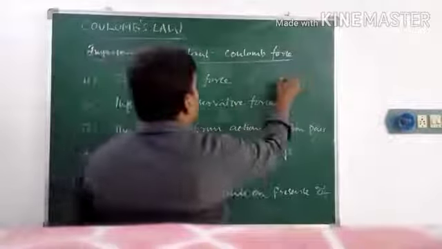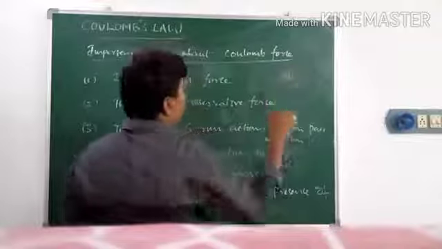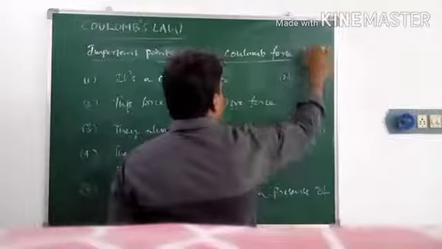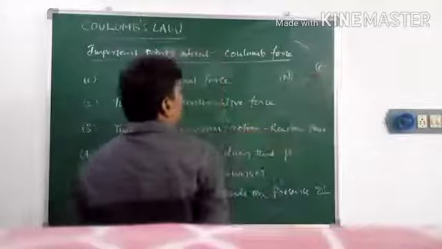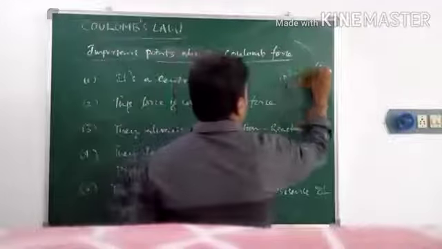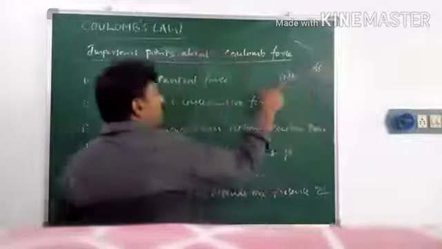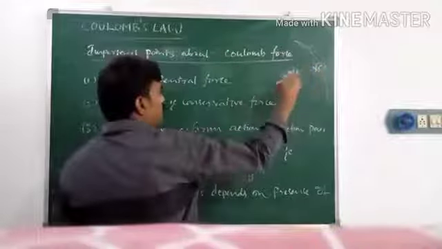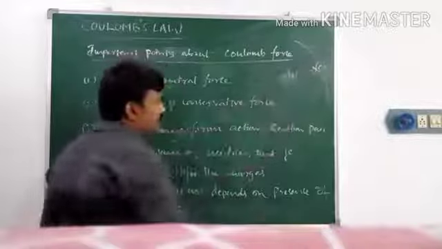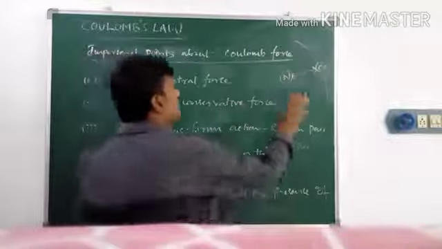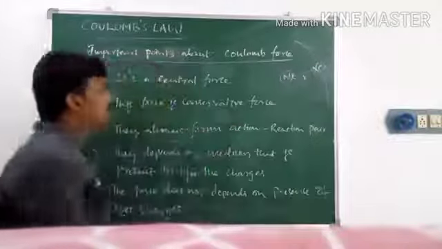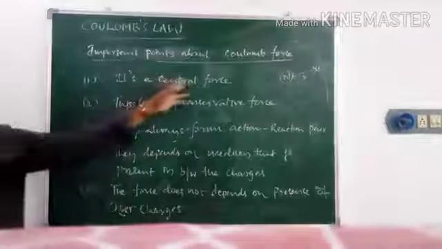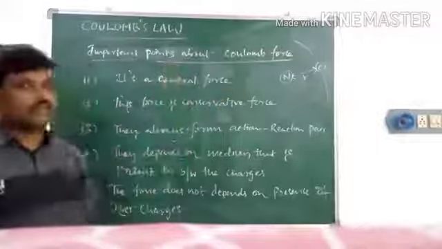I will give you one example. Suppose there is a nucleus in an atomic structure, and an electron is going to revolve around this nucleus like this. There will be a force of attraction between these two charged particles, the nucleus and the electron. The force will always be towards the center, towards the nucleus, and it depends on the distance between the electron and the nucleus. So it is said to be a central force.